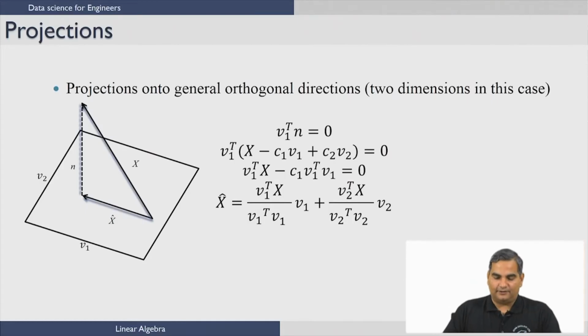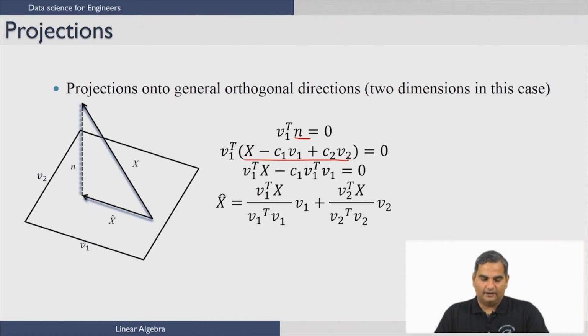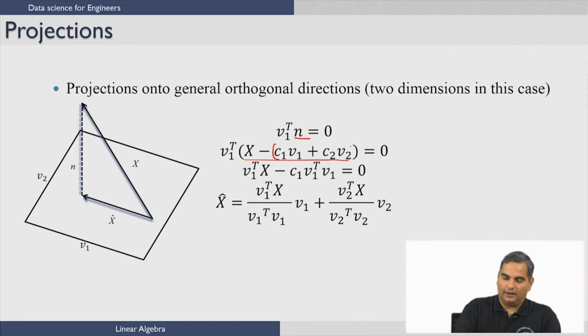So, let us first take nu 1 transpose n equal to 0, the first equation I wrote. Let me write n as this from the previous slide, because x was c 1 nu 1 plus c 2 nu 2 plus n. I simply move c 1 nu 1 and c 2 nu 2 to the other side, and I have this equation right here. Now, when I expand this equation, I will get nu 1 transpose x minus c 1 nu 1 transpose nu 1, and I will also have another term, minus c 2 nu 1 transpose nu 2.